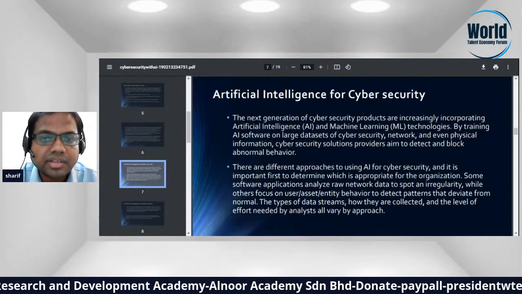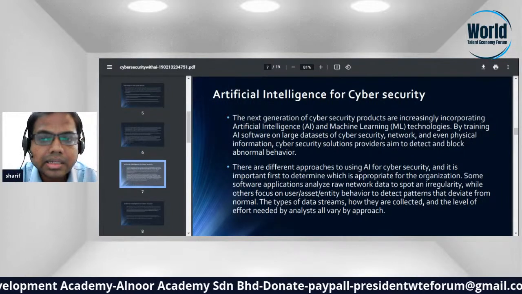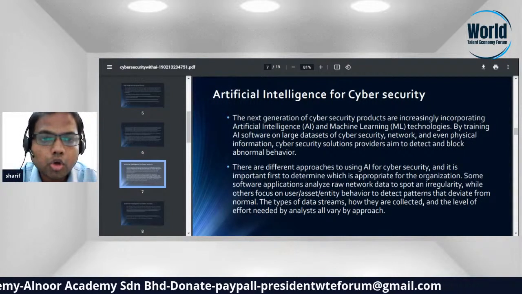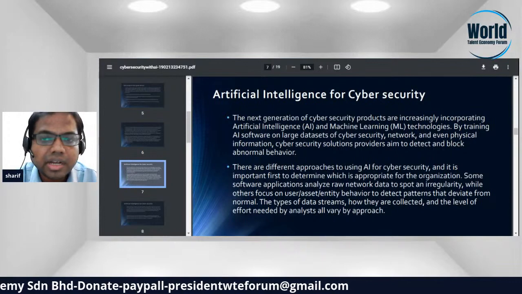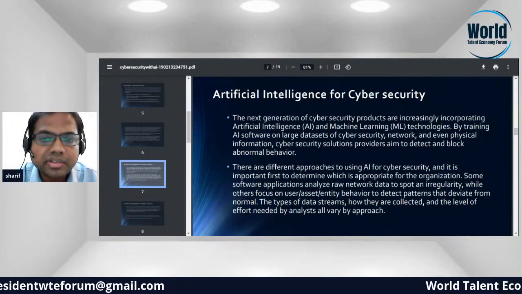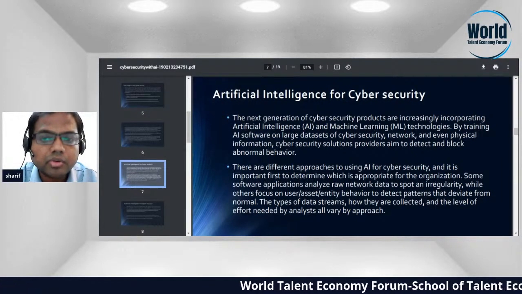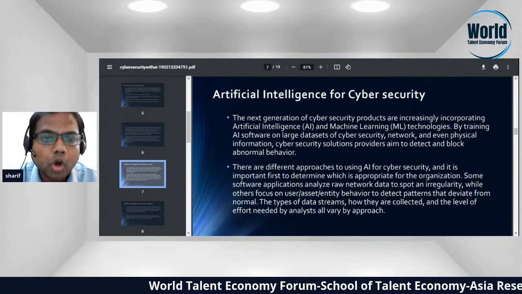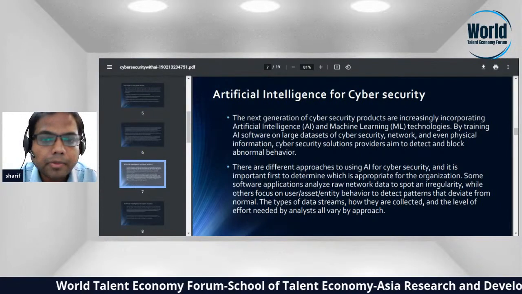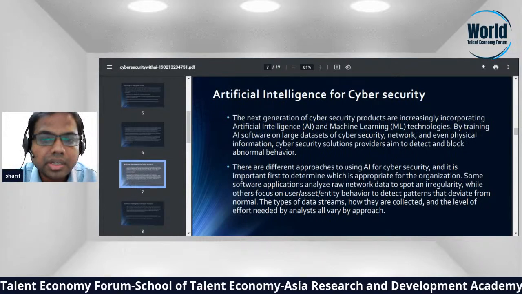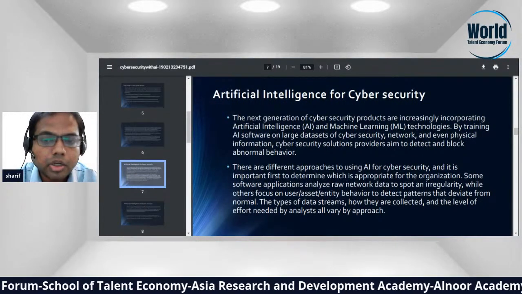Artificial intelligence for cybersecurity. The next generation of cybersecurity products increasingly incorporates artificial intelligence and machine learning technology. By training AI software on large databases of cybersecurity, network, and even physical information, cybersecurity solution providers can detect and block abnormal behavior.